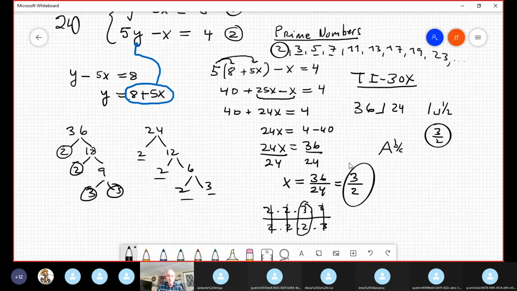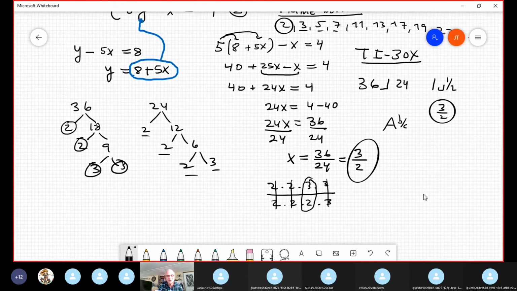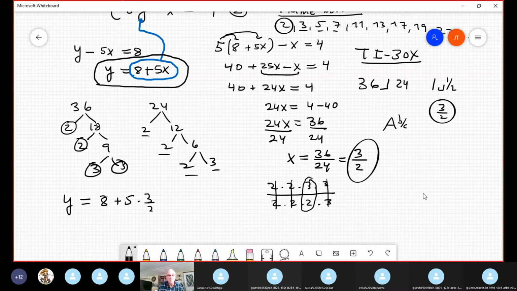And what about the y value? Well, you replace the x value in either equation. In the first equation or the second equation, but I prefer this equation, okay, y is isolated, waiting for me. So y is equal to 8 plus 5 times 3 halves, which is the value for x. Bueno, entonces this is 8 plus 15 halves, no? 15 halves, which is 5 times 3, 15 halves.